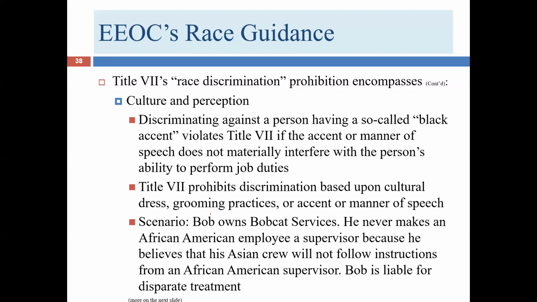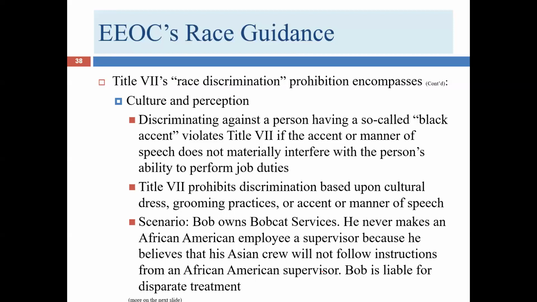Let's consider this scenario. Bob owns this company. He has never made an African-American employee a supervisor because Bob believes that his crew of workers, who are primarily Asian, will not follow the instructions from an African-American supervisor. So Bob is saying, I'm not a racist, I just employ racists. Or the other common way that we see this presented is, I'm not a racist, my customers are racist. And so I have to be a racist to meet my customers' needs or to ensure there's a pleasant work environment. That is never an acceptable excuse for discrimination.